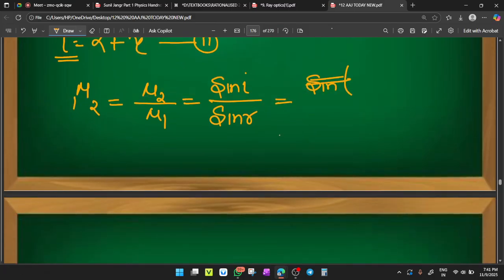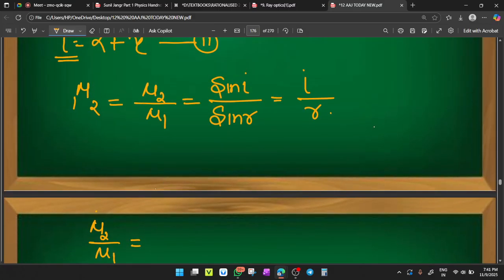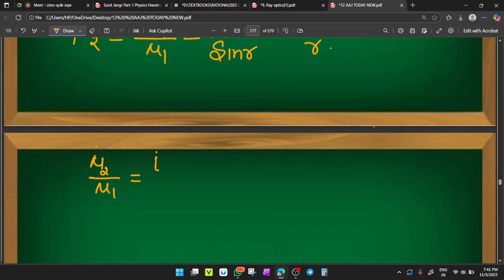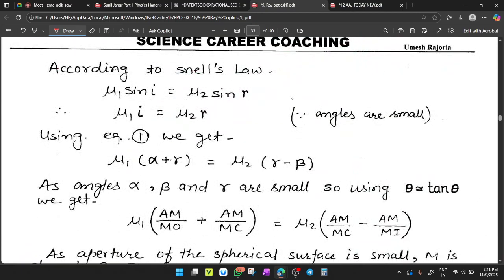So I can write here, for the small angle, sin I equals I and sin R equals R. So mu 2 by mu 1 equals I upon R. I upon R. Clear? Mu 2 upon mu 1 equals I by R.